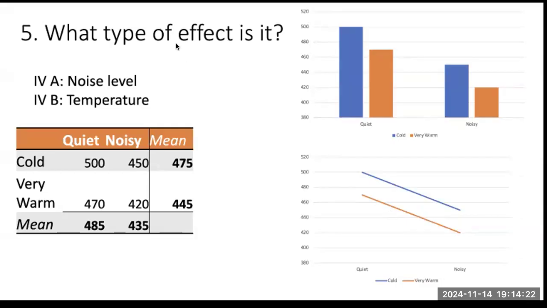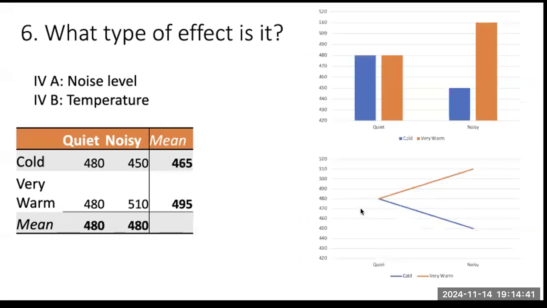So here, look at the data, right? You see differences. So there's quiet and noisy, there's a difference there. Cold and very warm, difference there. So you know there's a main effect of noise, main effect of temperature, and looking at the line graph, they are not converging, so there's no interaction effect. Okay, and how about this one?